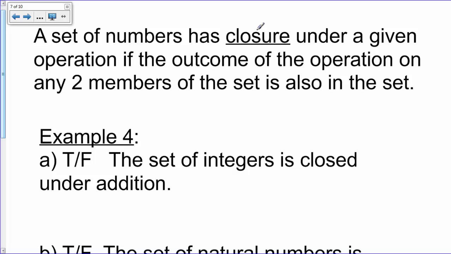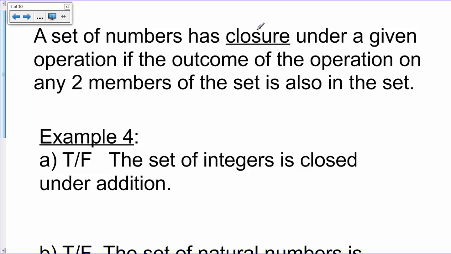So, for example, if I take any two positive numbers, or any two counting numbers, and I add them, is my answer always going to be a counting number? So if I take my counting numbers 1, 2, 3, 4, 5, 6, etc., and I add any two of those, we'll say 1 and 17, 1 plus 17 is 18. That is also a counting number, so we would say that the counting numbers are closed under addition.